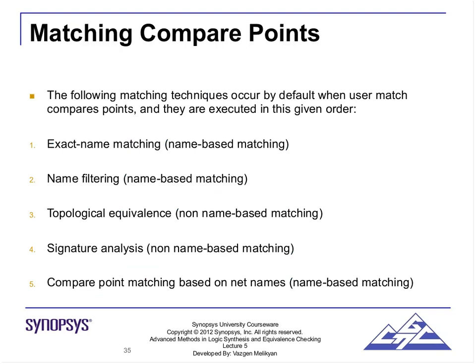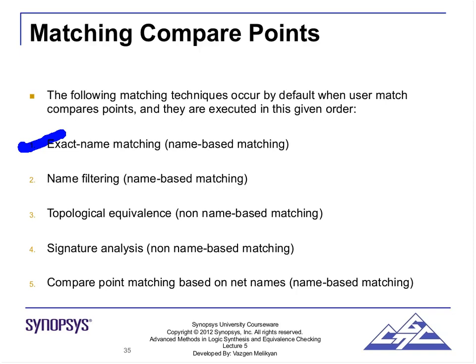Then there is a problem of matching the compare points. So as I told before, before verification, before comparing the logic cones, Formality needs to match the compare points between reference and netlist. So it follows the following algorithm in the given order. It will go for exact name matching. Obviously that is the most straightforward technique. If you do not have any name change between reference and implementation, then exact names will match for compare points. So it will go for name based.